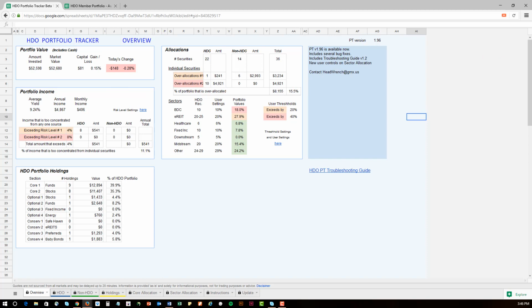The Overview tab is a summary of some of the most important facts and statistics about your investment portfolio, such as amount invested, market value, capital gain, today's change, overall portfolio income, average yield, annual income, and monthly income, overall HDO portfolio holdings by core, type, value, and percent, as well as allocation of those different individual securities across the overall portfolio. So as you can see, it's called a portfolio tracker.